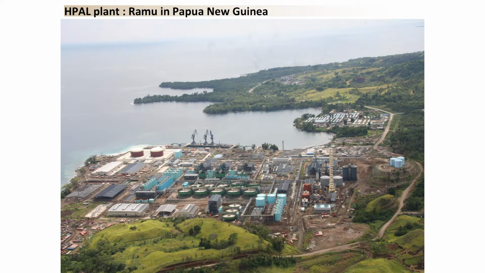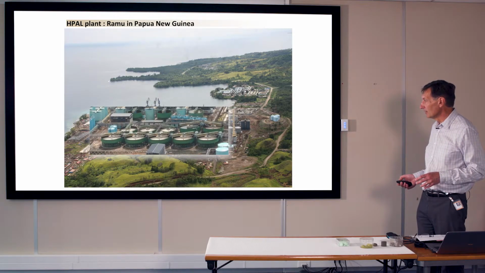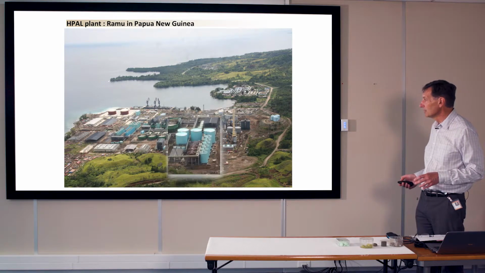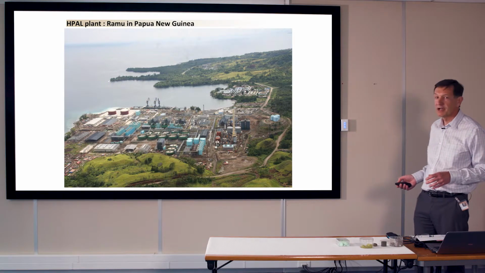You find here the acid plant to form the acid needed for the processes. Here you have 3 autoclaves. You have the countercurrent decantation, the residue treatment here, and then precipitation, neutralization of the solution, and precipitation of the mixed nickel cobalt hydroxide.